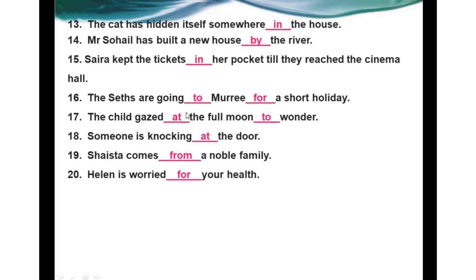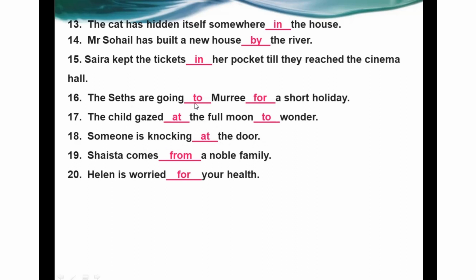"At" is used for some place, for some locations. Full moon to wonder. Then again, "to" is used for imagination. Gazed means when they stare. Now let's come to number 18. Someone is knocking dash the door. Where do we knock? At the door.